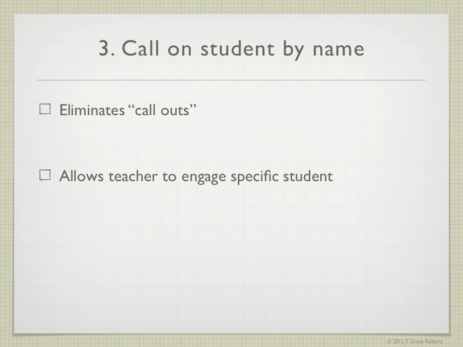The third part to think about in the questioning process is to call on students by name. This will eliminate call-outs, and this will allow the teacher to engage specific students. In other words, by calling on students by name and not taking answers with students calling them out, it requires that all students must think about the question that you've asked. So if you pose a question, pause 3 to 5 seconds, and then call on a student, that really forces all the students to think about what is the answer to the question that you've asked.